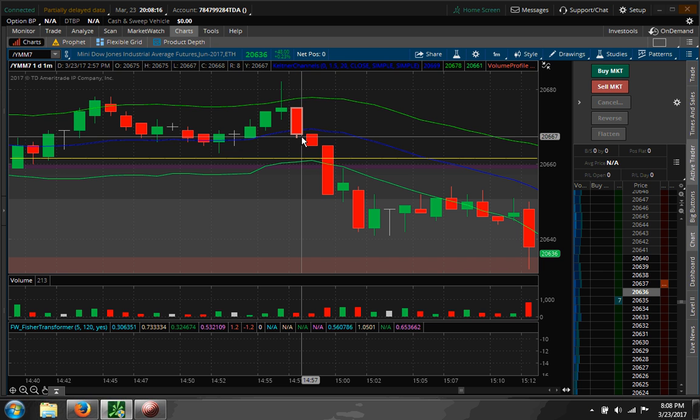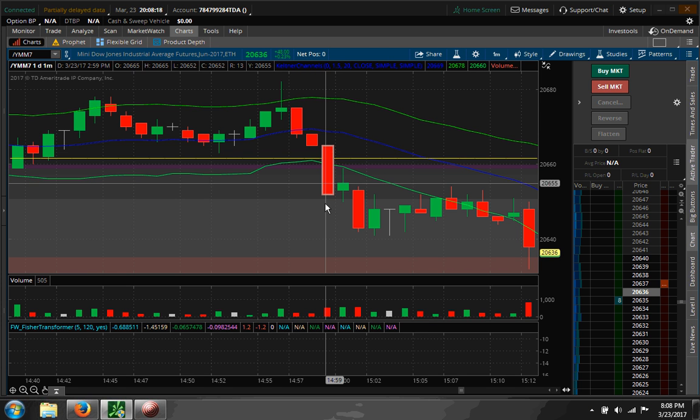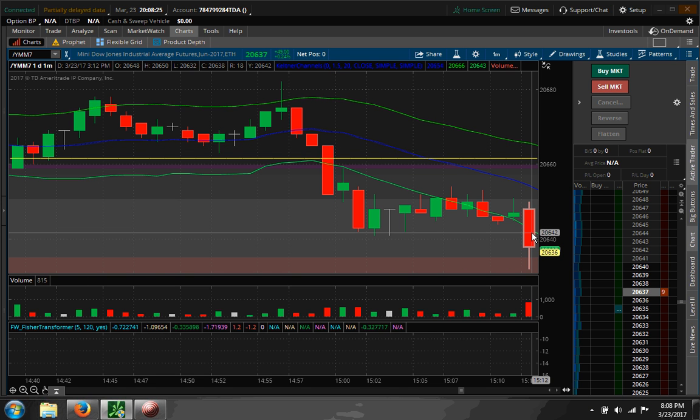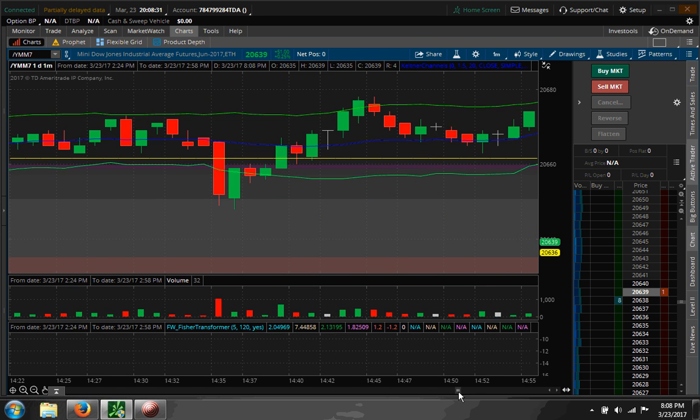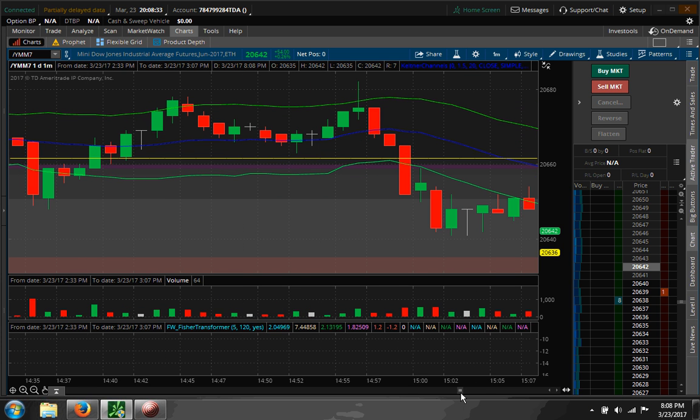This is the 1 minute chart, by the way. So anytime you see a big candle on the 1 minute chart, that was a lot of movement in a short period of time. I'm typically going to use the 1 minute chart in my trading. It's a whole lot easier for me.